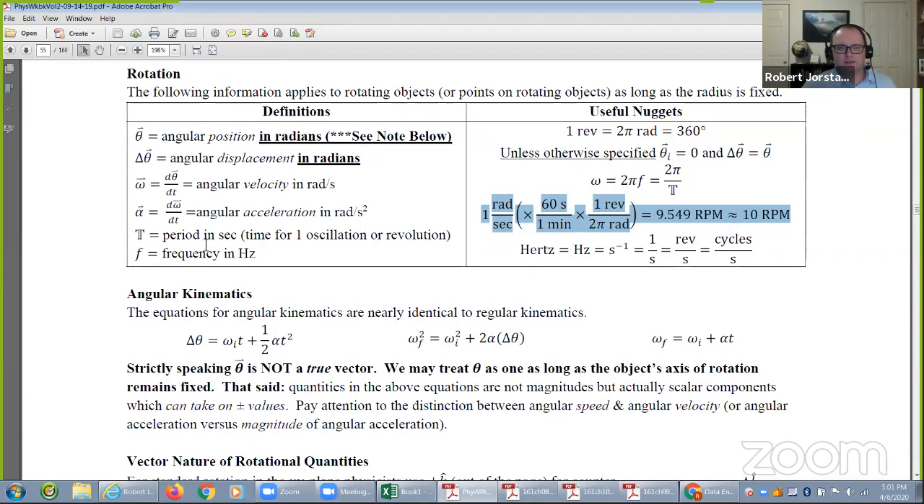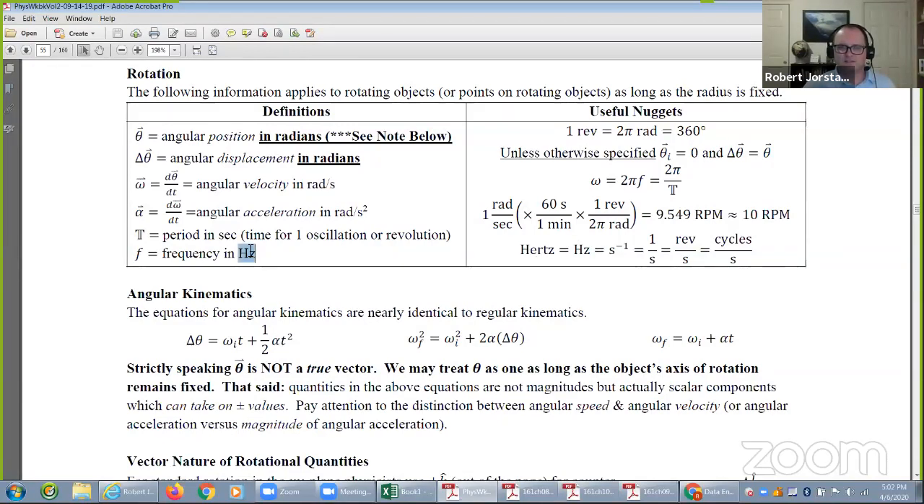Alpha is the symbol we will use for angular acceleration. So obviously that's going to have another time in the denominator. So we take a derivative and then we take another derivative. We get radians per second squared. Period, I'm going to write like this. That's the time for one oscillation or one revolution. F is the frequency in hertz. So frequency is basically how frequently this thing rotates, whatever this thing is. So if something is rotating at a certain frequency, that's how many rotations or revolutions per second.